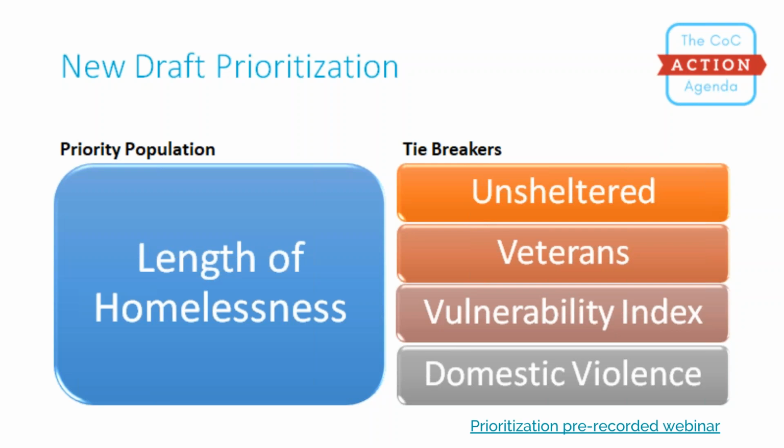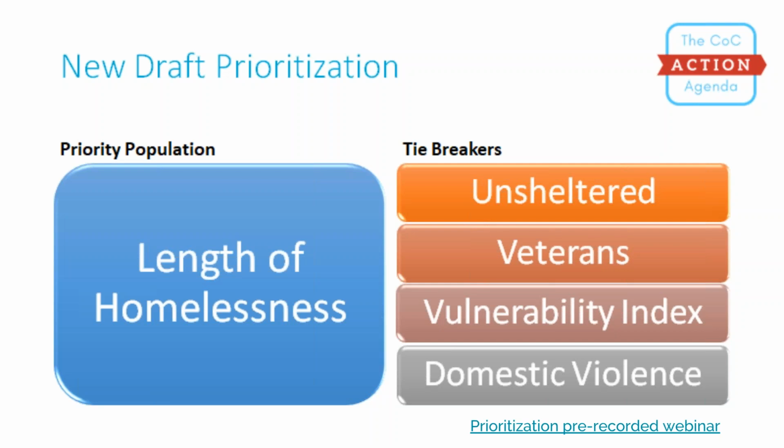And note that we now have several different tiebreakers. If a client has a similar length of time homeless, we will take a look at those two clients and see who, of those, preference would go to the folks that are unsheltered. And if both are unsheltered, then preference would go to the person that is a veteran. And if both are unsheltered and they're veterans, then we look at their VI score. So that's how the tiebreaker will be working.